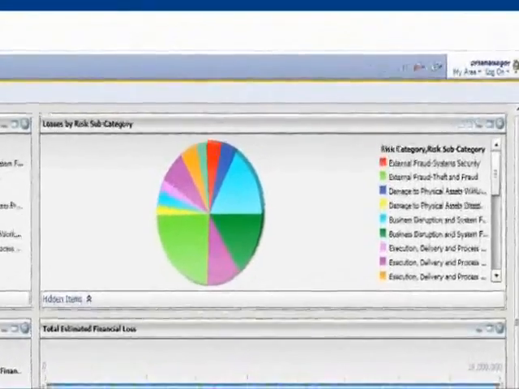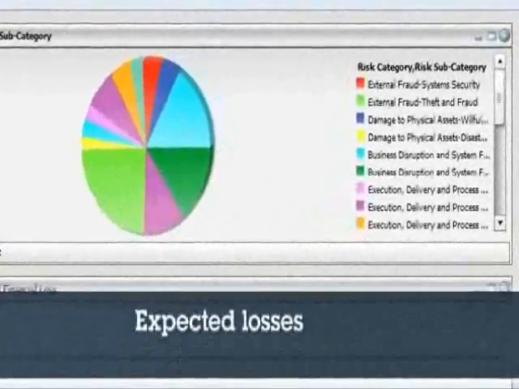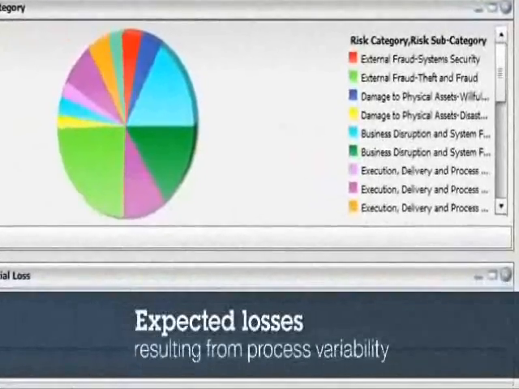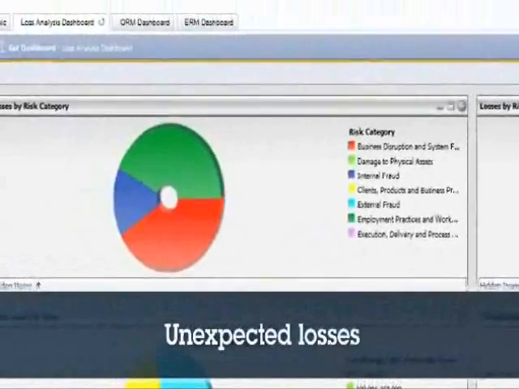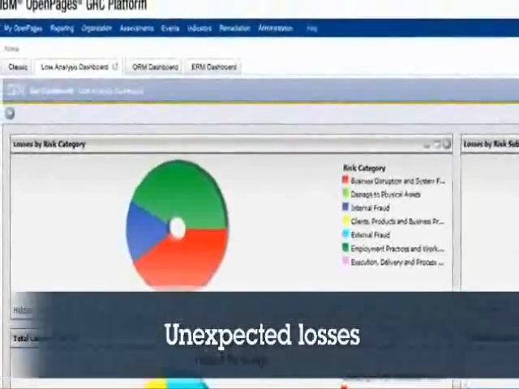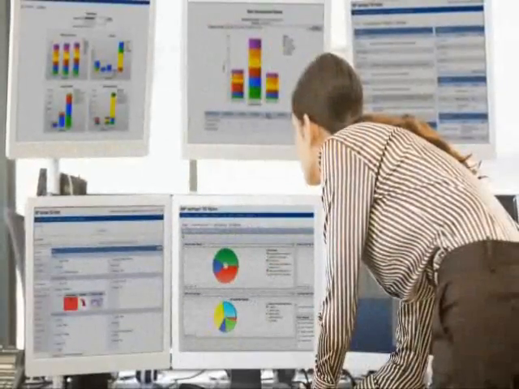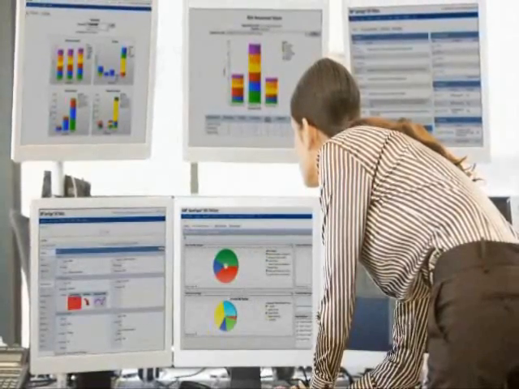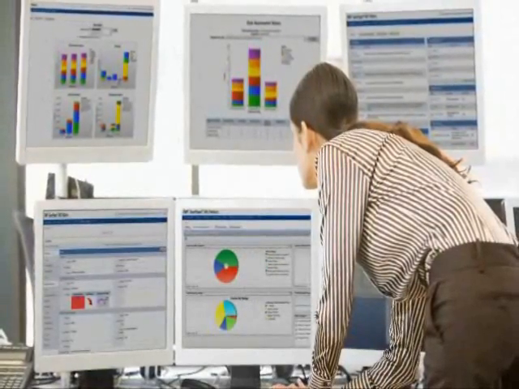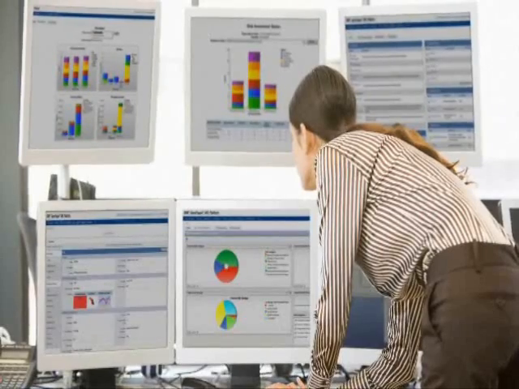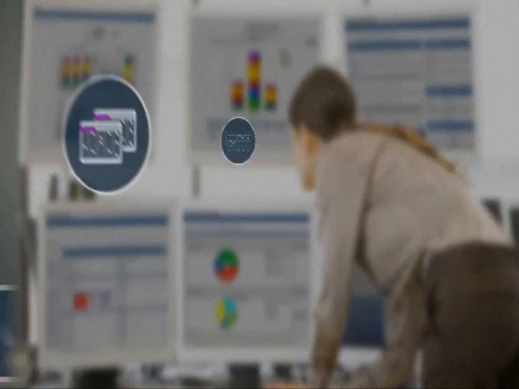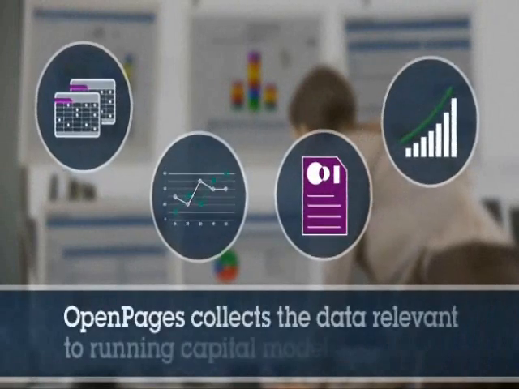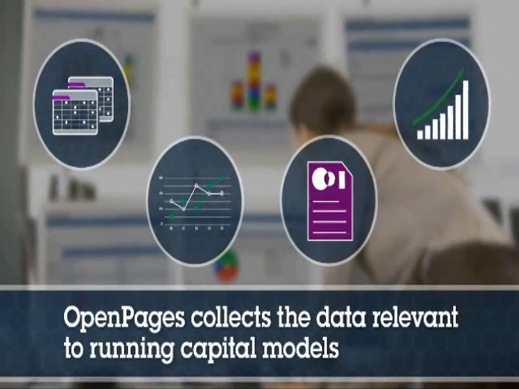So in any business process, you have a set of expected losses resulting from process variability, but you may also have unexpected losses that are quite a bit larger than you would expect. One of the functions of the operational risk program is to come up with a capital number that needs to be allocated against a company's operational risk. And OpenPages helps address that by collecting the data that might be relevant to running these capital models.